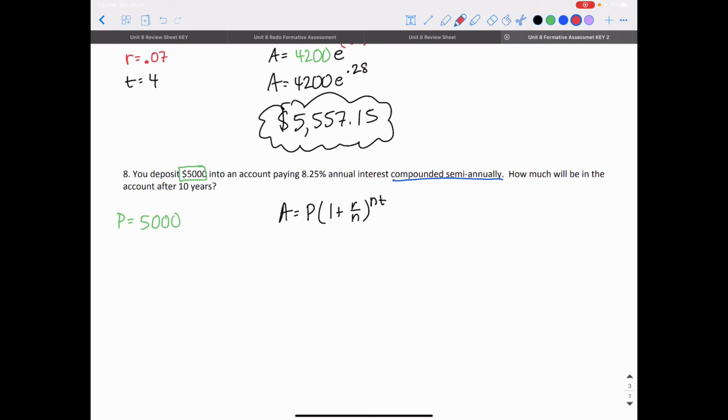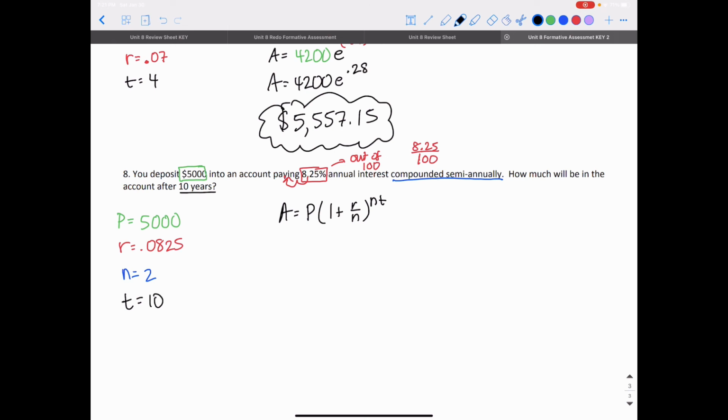The interest rate is 8.25%, so I convert that to decimal by moving the decimal point over 2 places, because what percent really means is out of 100. So this is 8.25 over 100, which just means I'm dividing by 100, moving the decimal point 2 to the left. I need N in this case, and semi-annually means half a year. Every half of a year, that's 2 times per year, so N is equal to 2. Do not put 1/2. And then T, the amount of years, is 10 years that have passed by.